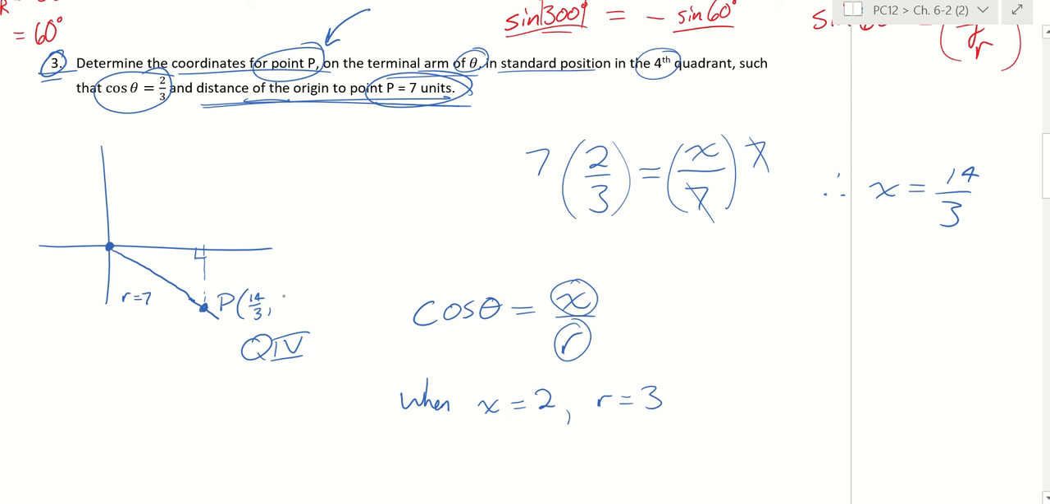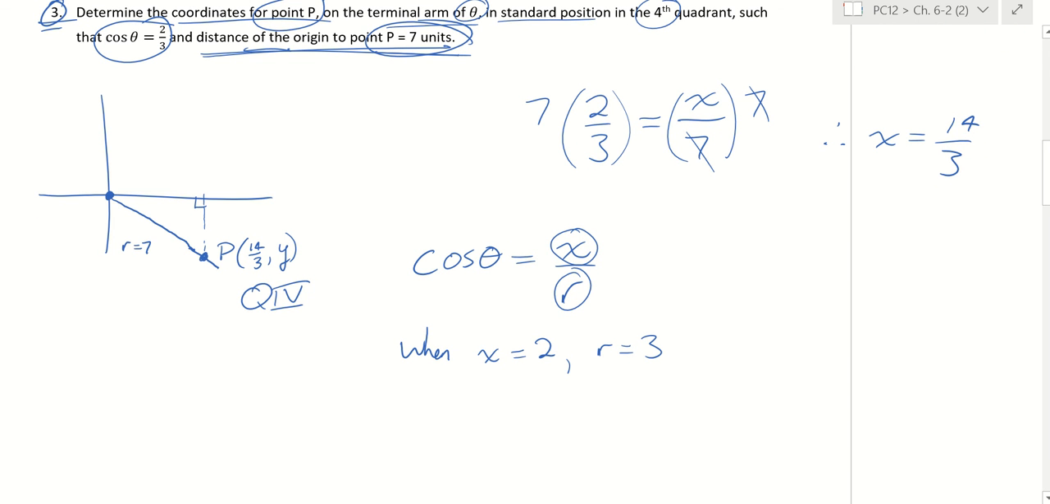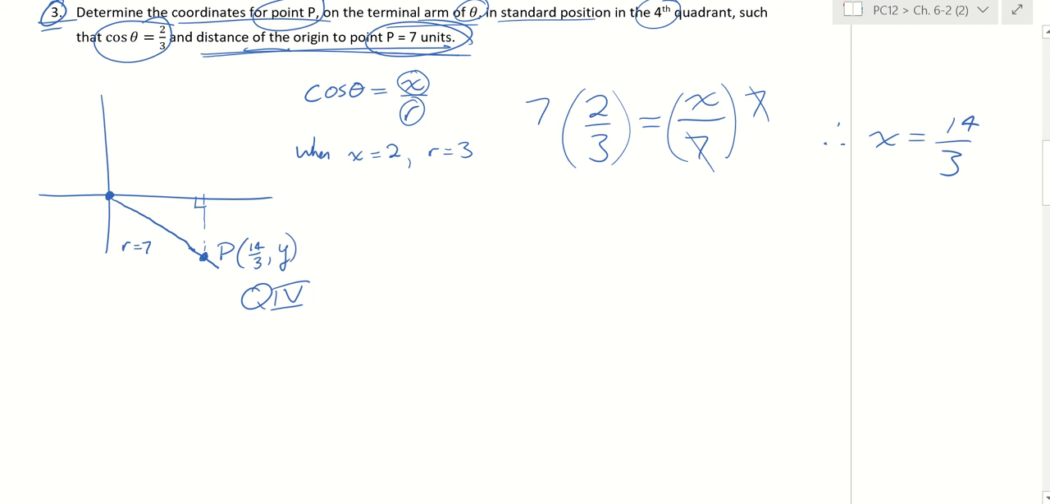Now, what else can we do? Well, we can find the corresponding y value. When x is 14/3, what is the corresponding y value? So we have another piece of leverage that we can use here. And that's called the Pythagorean theorem, because we know the hypotenuse of this right triangle, and we know the base length of this right triangle. Sorry, it is 14 over 3.